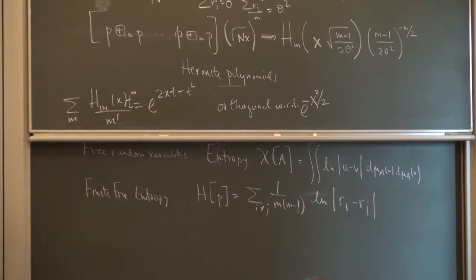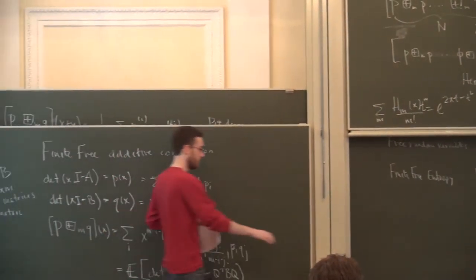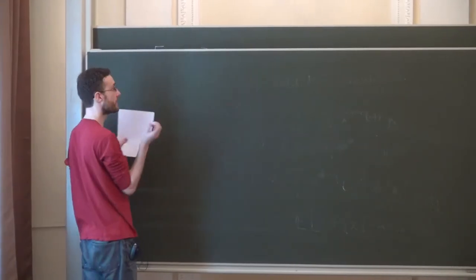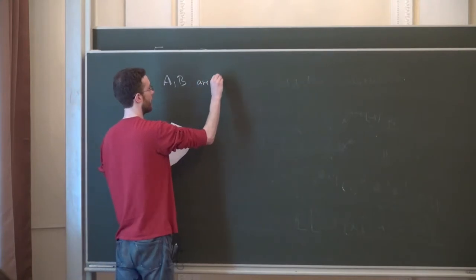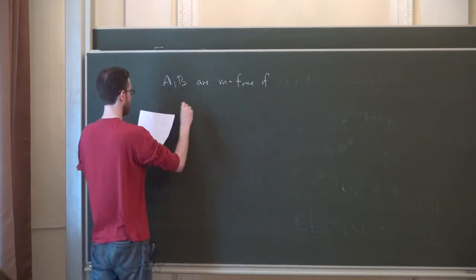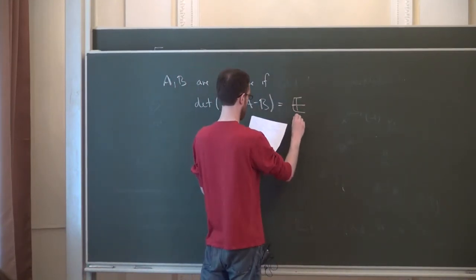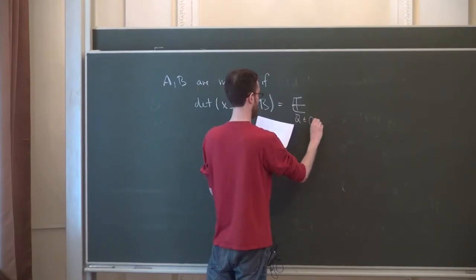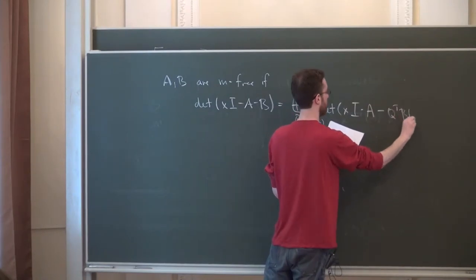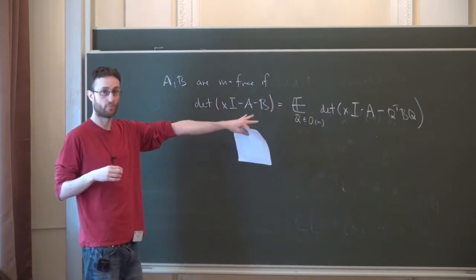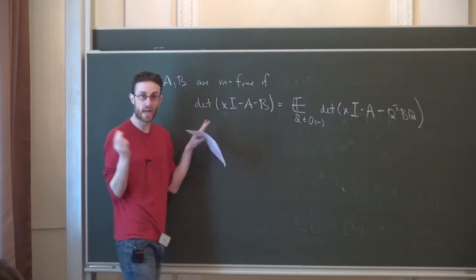Okay, so I keep using the word free, and I wanted to mention to what extent this is freeness. So first of all, let me mention that this actually makes sense. Let me say that A and B are M-free if, so here I'm averaging over all possible rotations, and I'm going to say that A and B are free if averaging over all possible rotations is the same as just adding the two matrices together.